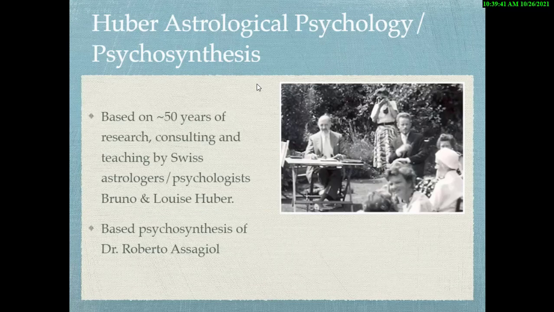So the basics of Huber Astrological Psychology is really to understand psychosynthesis, which is really to understand Dr. Roberto Assagioli. The Hubers developed this system largely starting off in 1958 when they moved to Florence and lived with Roberto Assagioli for 3 years. Roberto Assagioli is a contemporary of Freud and Jung.